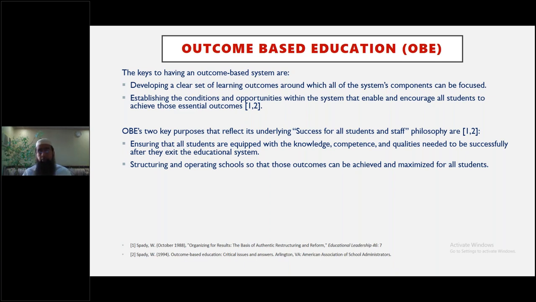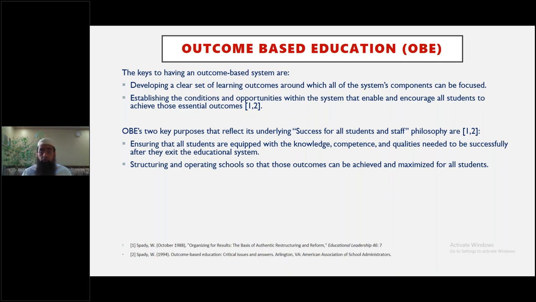The key word here is all students. So it's very different from the old version of aptitude, to John Carroll's new version of aptitude, Bloom's mastery learning, then going to traditional OBE, and now into transformational OBE with Dr. William Spady's model. So the two main purposes are that all students should be equipped with knowledge, competence, and qualities to be successful when they exit the education system, and structuring and operating schools so that those outcomes can be achieved and maximized.